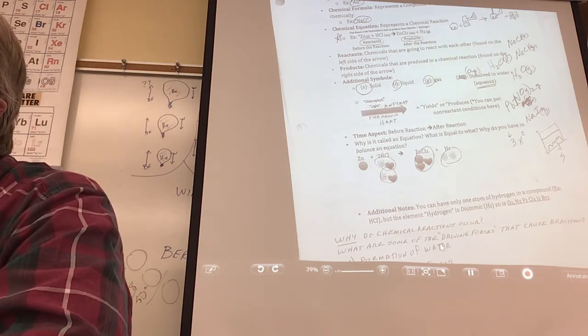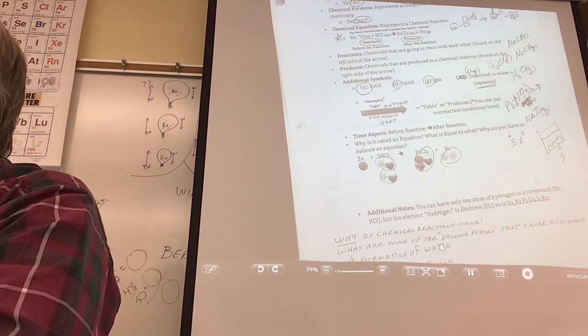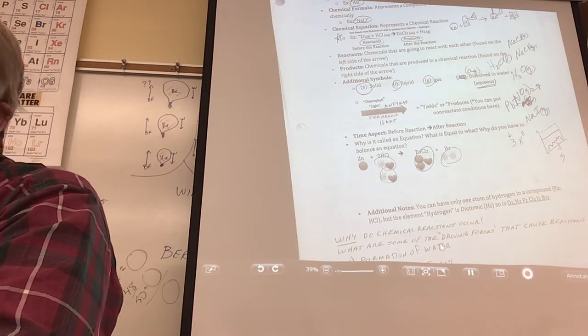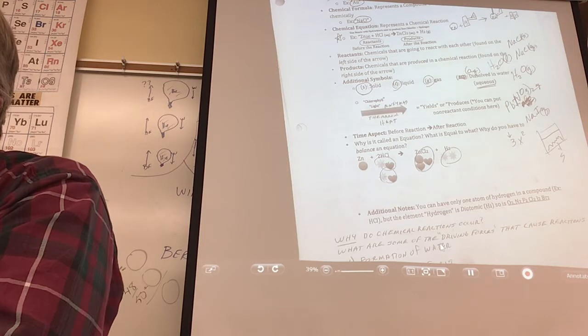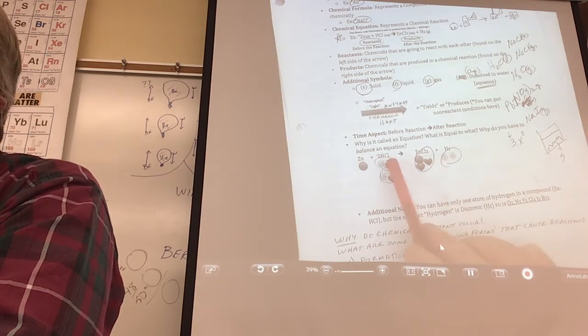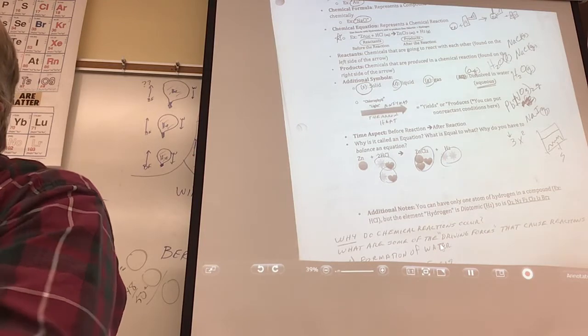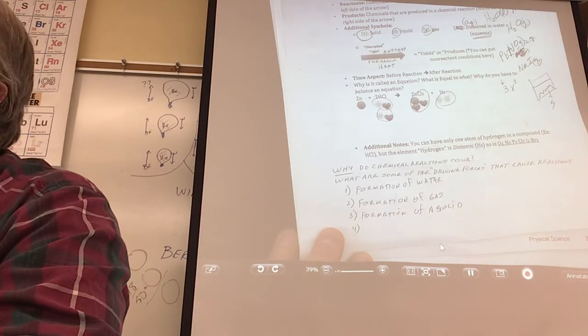What set of numbers do you never change when you balance an equation? What set of numbers do you change when you do want to balance an equation? They're called coefficients. But what set of numbers do you never change? The subscripts, right? Okay. So if I'm going to balance this, I cannot change HCl into HCl2. I can't do that.